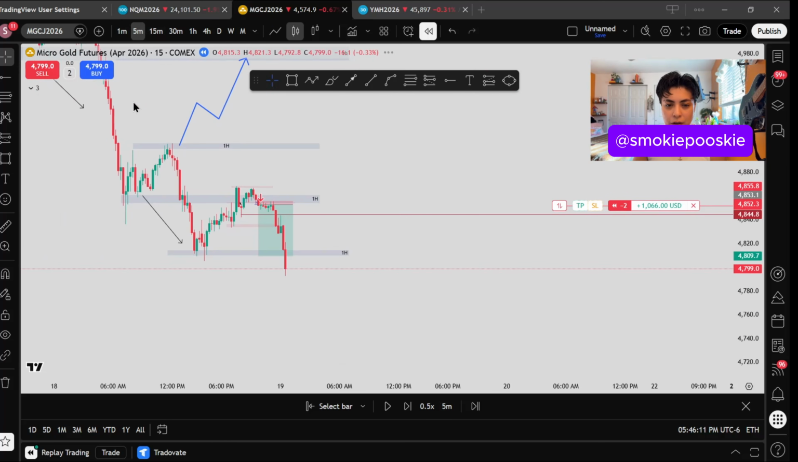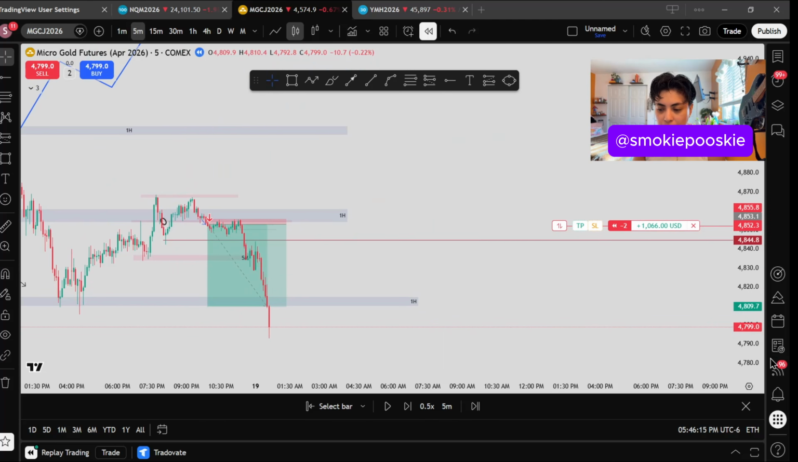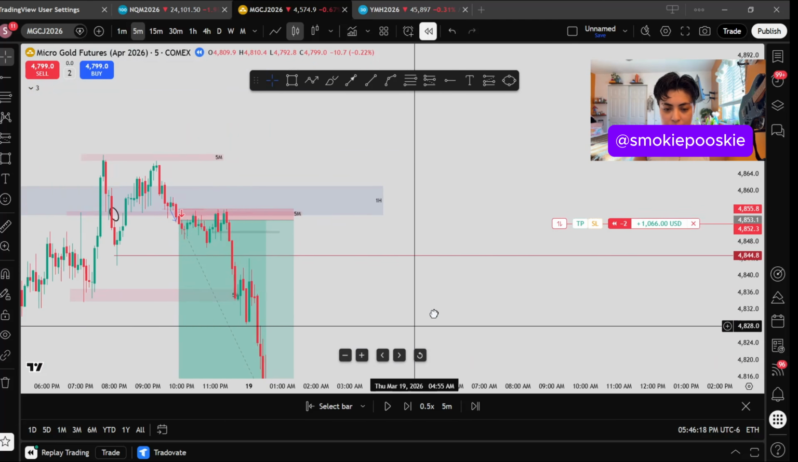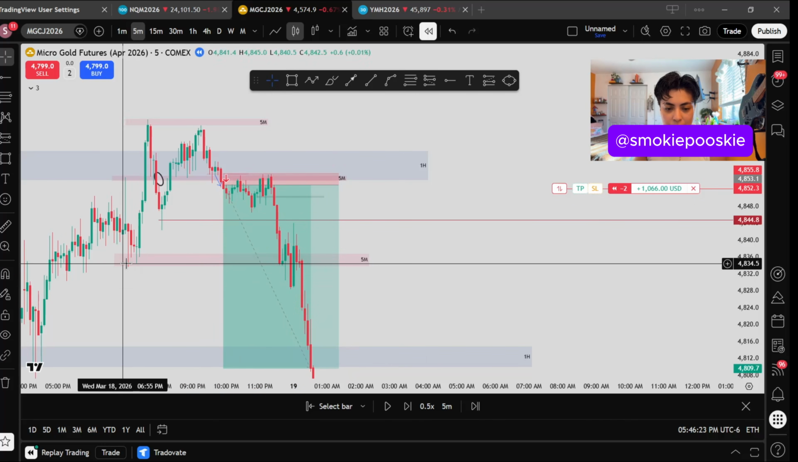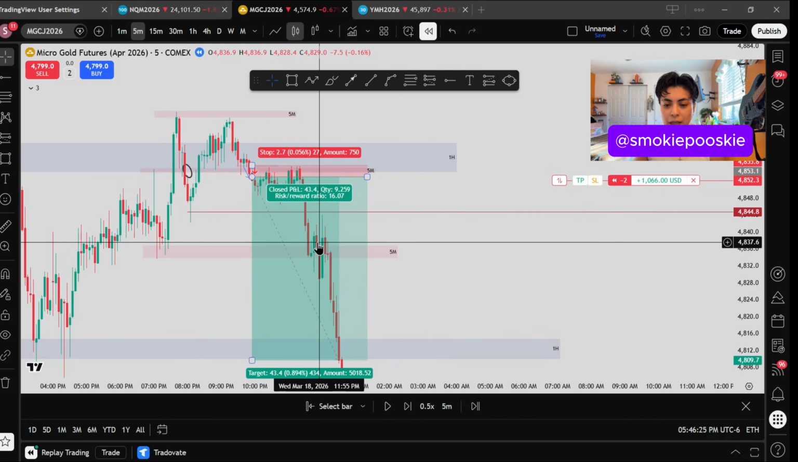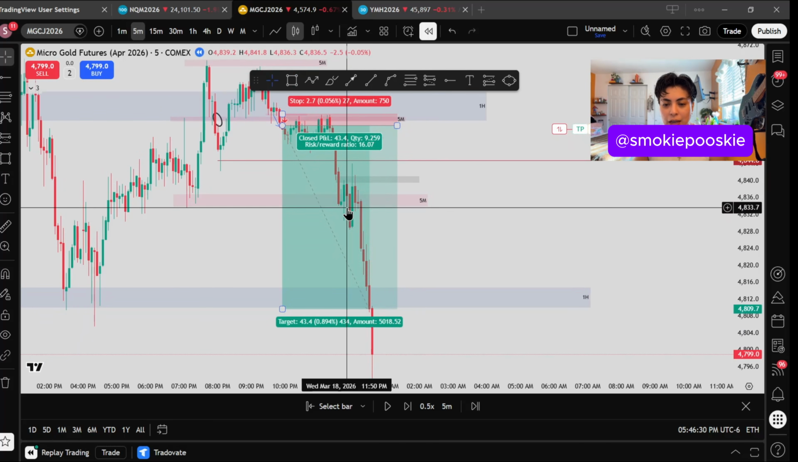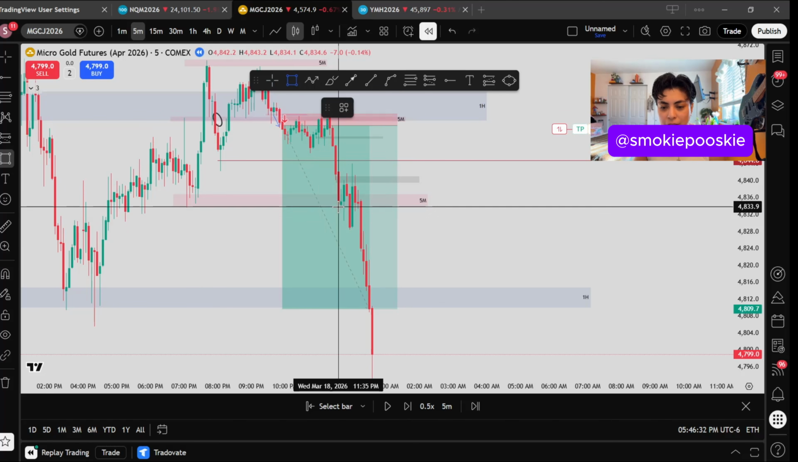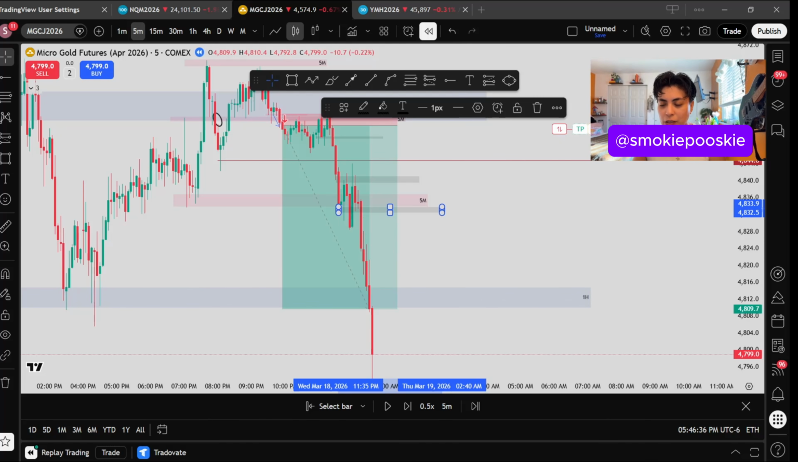I was just monitoring it on the 5 minute as it was going down, and I was seeing, okay, it's still respecting the structure, it's still respecting these lower lows, and it even went down to my 5 minute right here and broke right through it, making lower highs right here that were never broken, and it continued to break actually this low right here. So that was more confirmation to me.